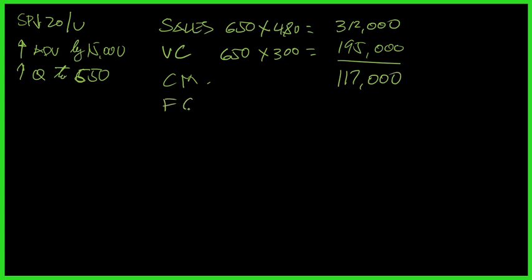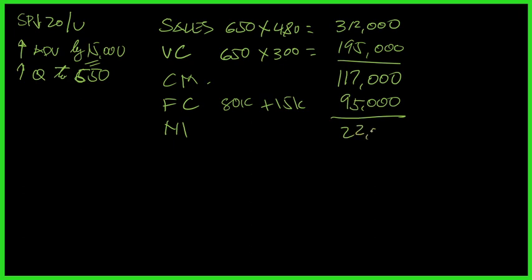Okay, less our fixed cost, which is, don't forget, increased by 15,000. So you have 80,000 plus 15,000. You now have 95,000. How much is the net income? Tama, 22. Sabi ko na may mali. It's 22,000 pesos. So there is an increase in the net income by 2,000 pesos.